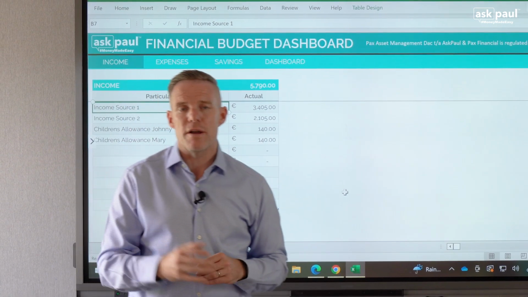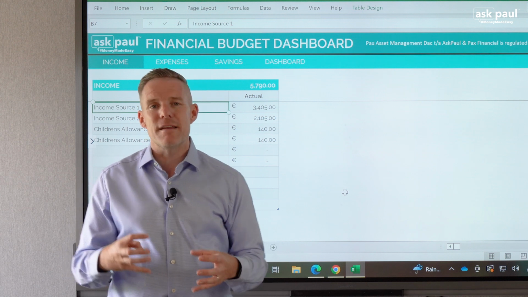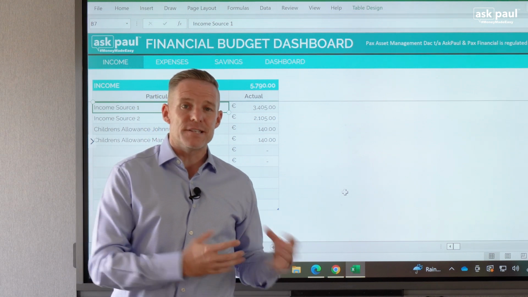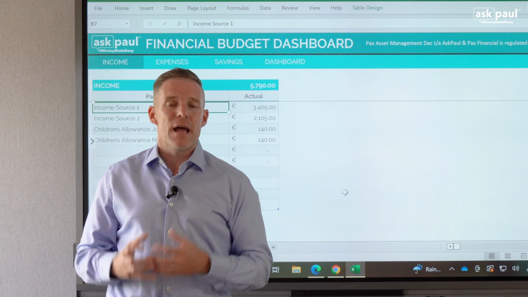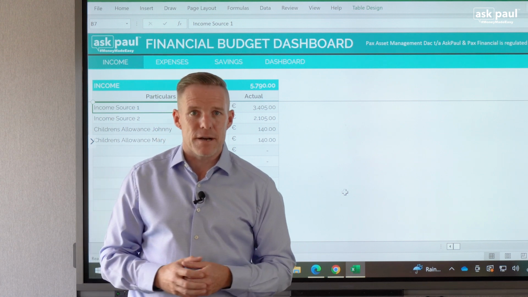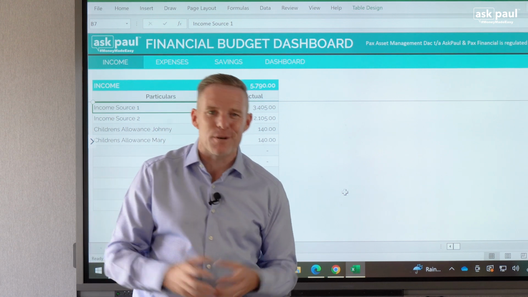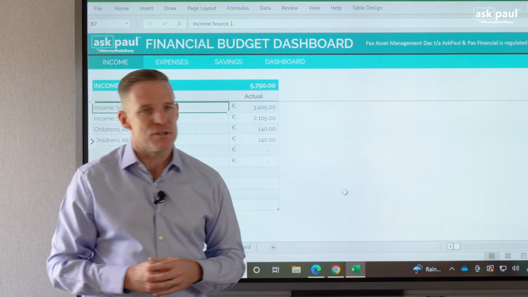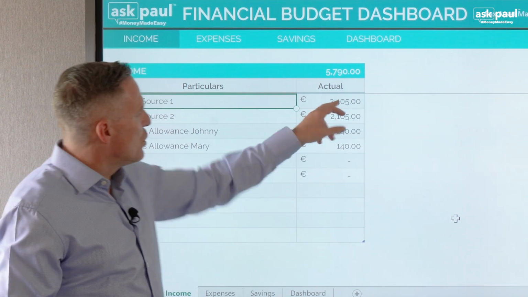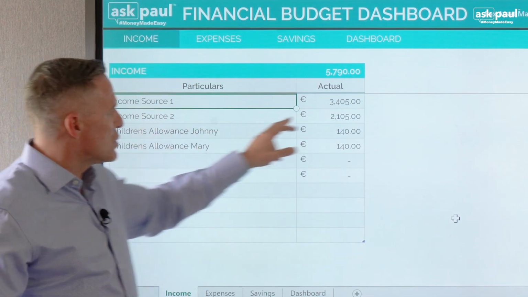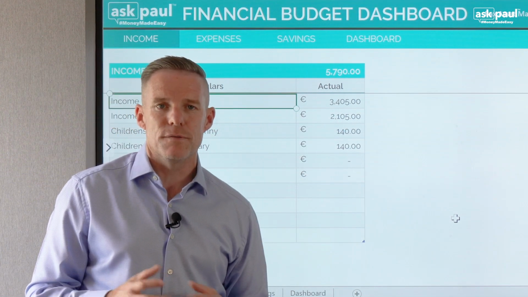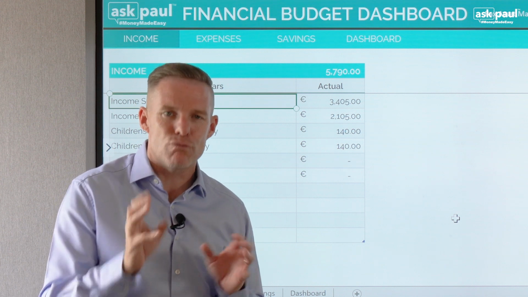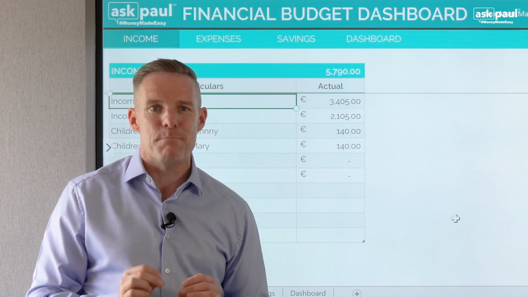If you have a situation where you're paid weekly, simply get that weekly figure, multiply it by 52, and then divide it by 12 in order to get your net monthly income figure. Okay, don't multiply it by 4 because remember there's 52 weeks in the year. So multiply by 52 weeks and divide it by 12 to get your monthly figure. So income source 1 is 3,405, income source 2 is 2,105 euro. Don't guesstimate these, really important you know what you're getting paid.